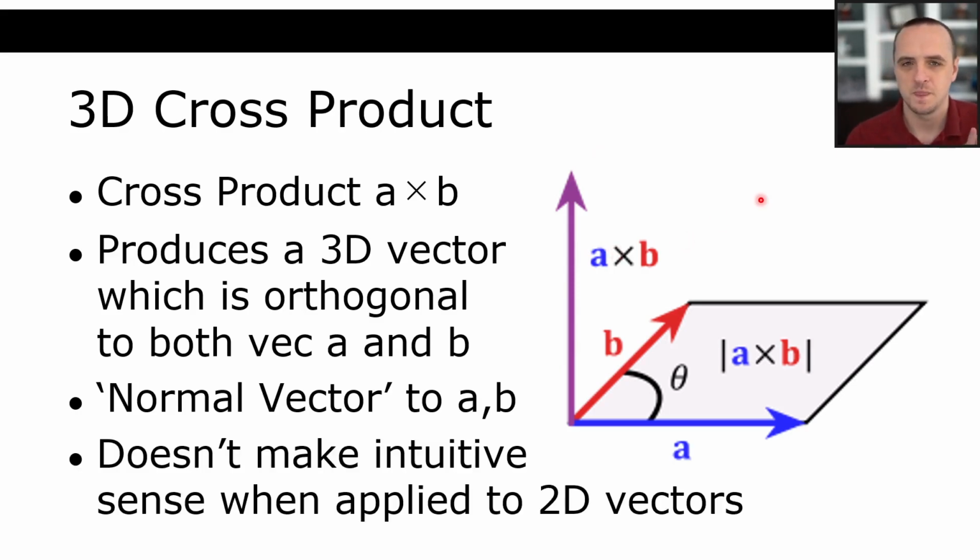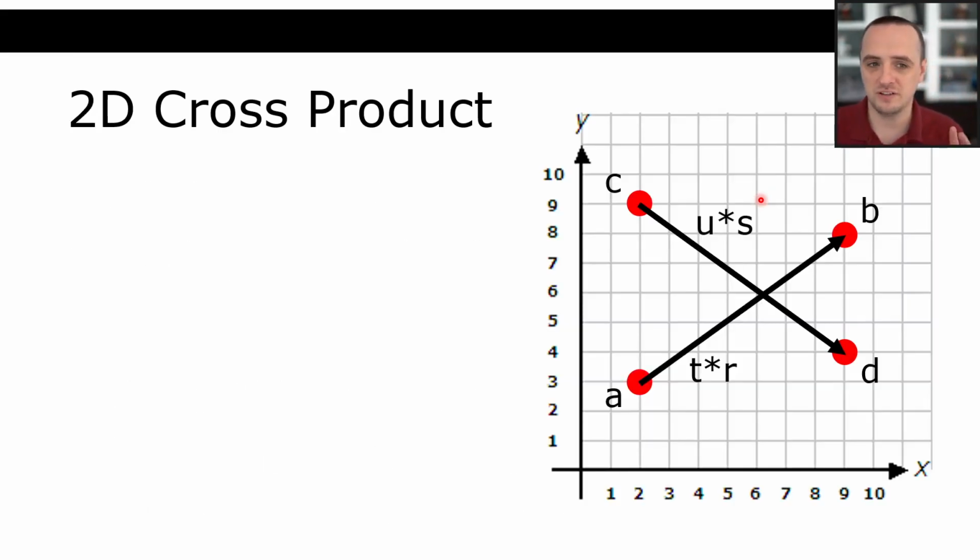But that geometric visualization doesn't make sense for 2D vectors, because what does orthogonality mean in a two-dimensional space? But we still have a mathematical definition of a 2D cross product, which has a nice property that we can actually use to help us derive T and U.